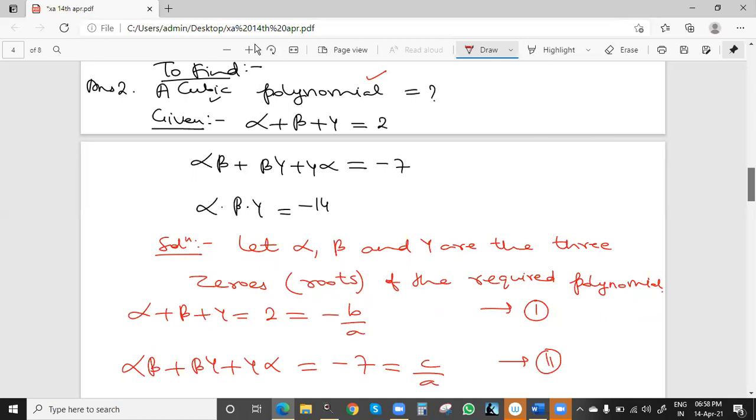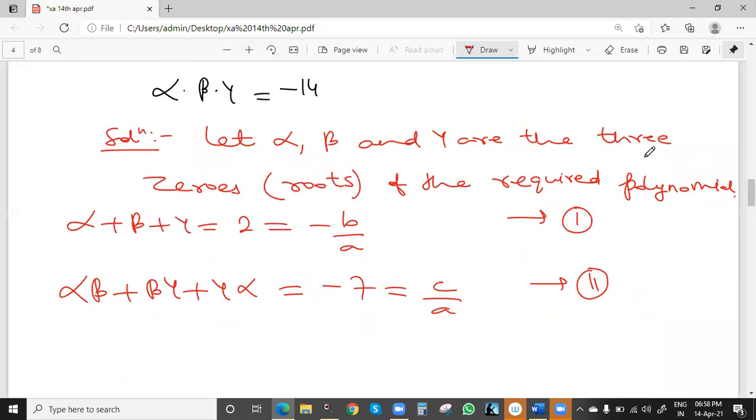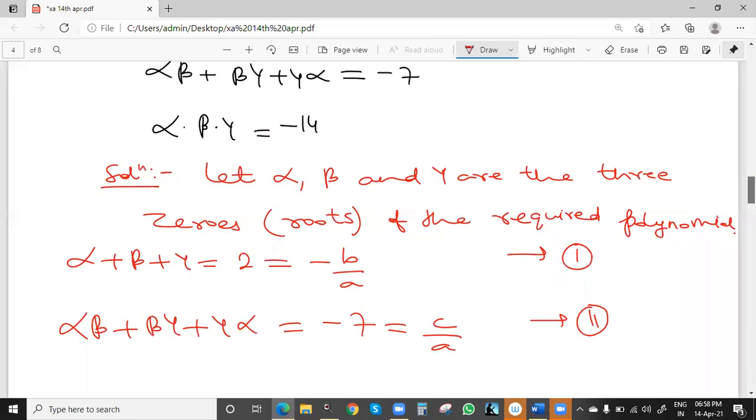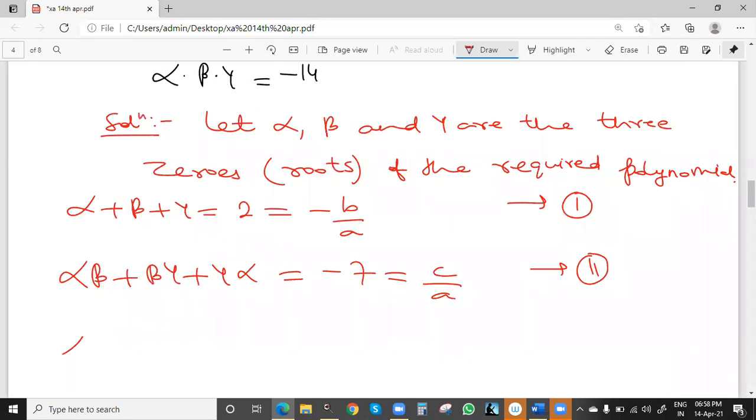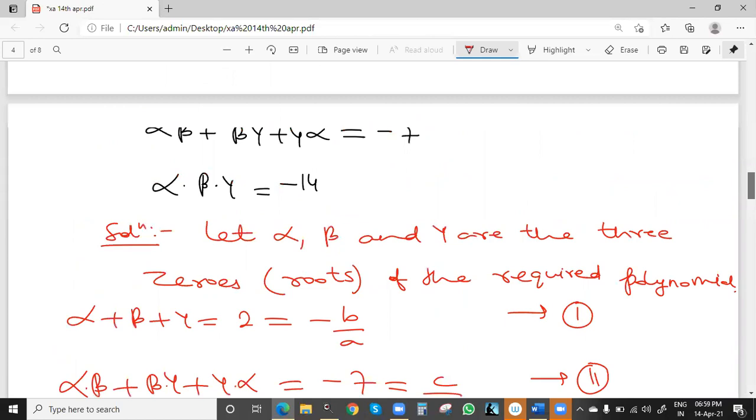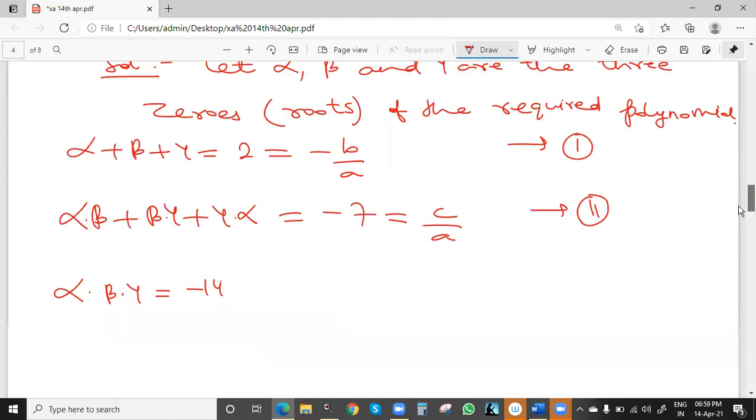Now the third one is basically the product of roots, alpha into beta into gamma, where dot means multiply. So it is equal to -14, they have given. So this will be equal to minus d by a, as per the sequence: minus b by a, then plus c by a, then minus d by a. This is the third equation, we can say.